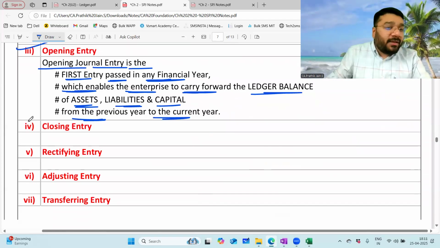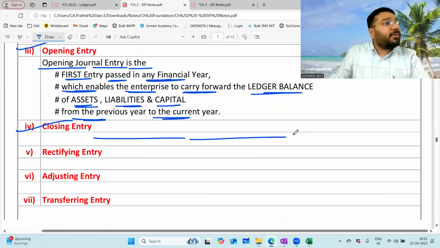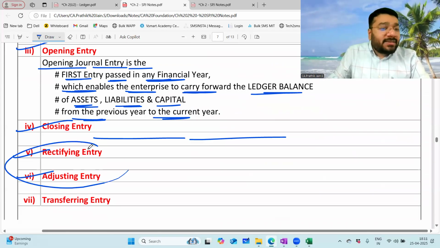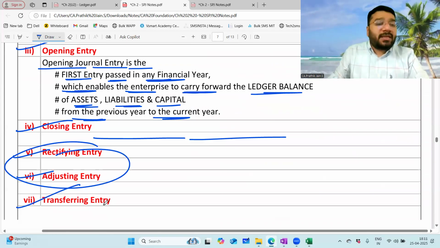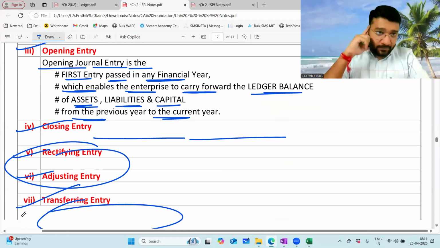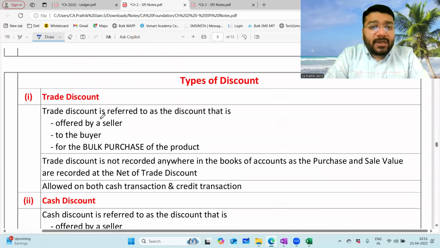Closing entry also done. I have to give the meaning here. I'll give it. What is pending? Rectifying and adjusting is pending. Transfer entry also I've taught you what it is. Description I have to give it. Any problem in the types of journal entries? Online people, any problem in the types of journal entries?